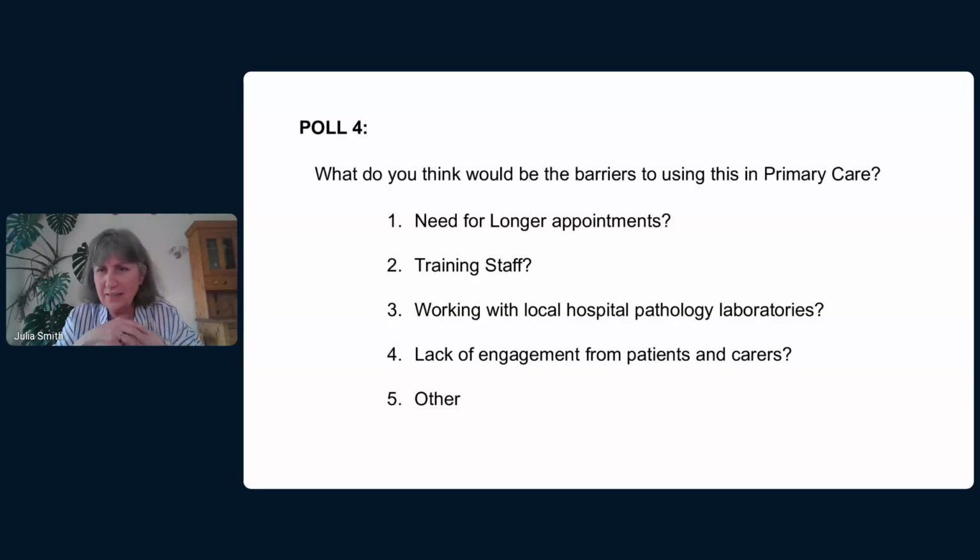So yeah, I can see that some of the concerns are about longer appointments. Is this going to take longer? Training of staff, and yeah, the big barrier tends to be working with your local blood science laboratory, because we're not used to doing that. It's a foreign field really for us in primary care. But interesting, yeah, the lack of engagement from patients and carers, that is not an issue. We've certainly found that that's not a barrier. People are very keen for this to be more widely available.